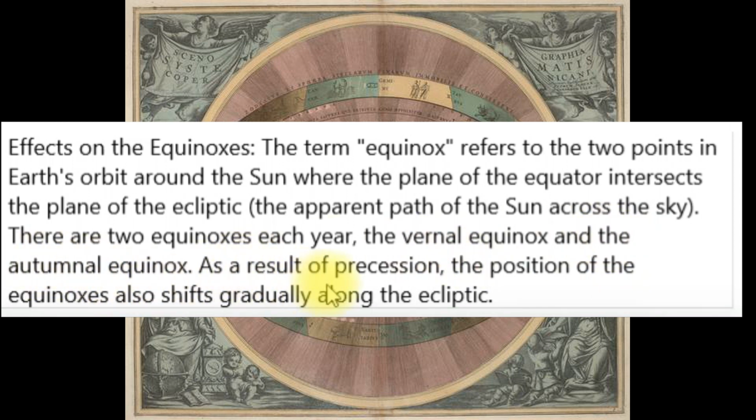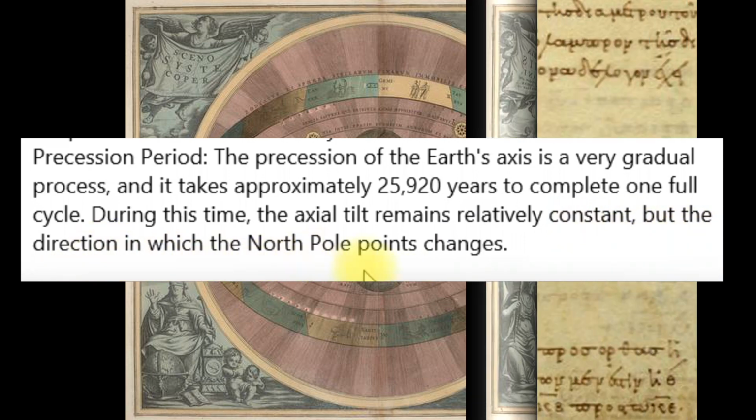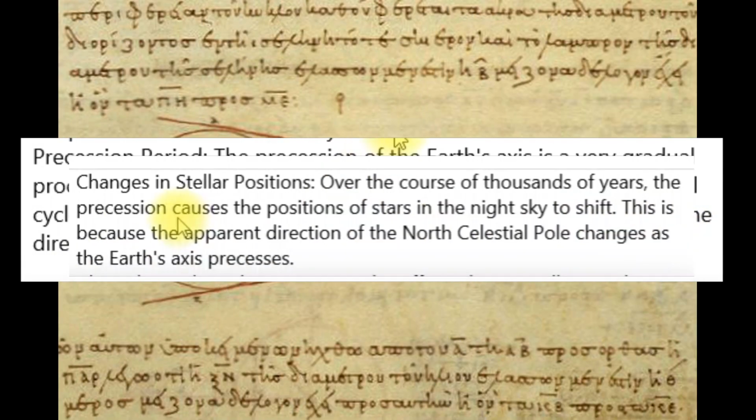As a result of the precession, the position of the equinoxes also gradually shifts along the ecliptic. The precession of the Earth's axis is a very gradual process. It takes approximately 25,920 years to complete the cycle. During this time, the axis tilt remains relatively constant, but the direction in which the North Pole points changes.